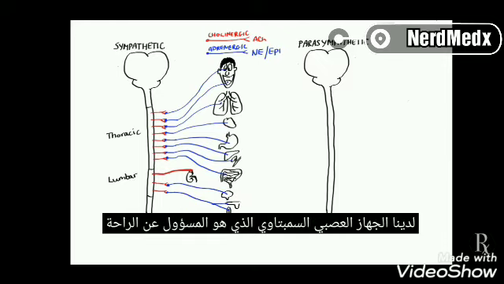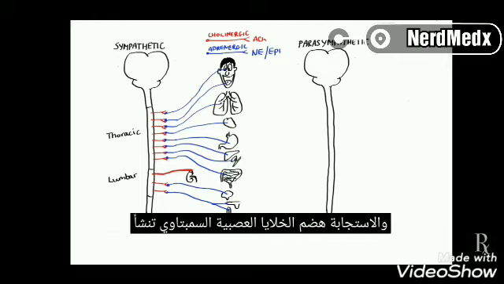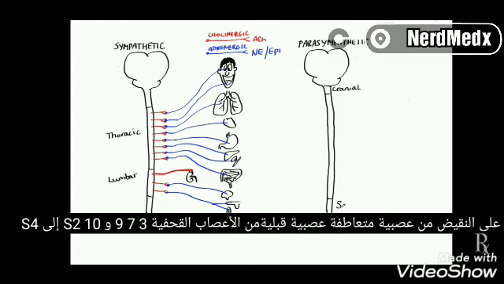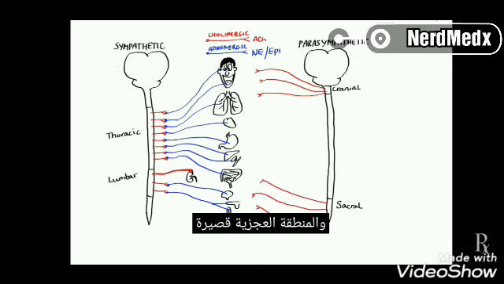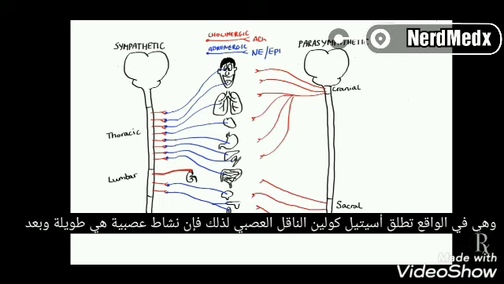On the other side, we have parasympathetic nervous system, which is responsible for rest and digest response. Parasympathetic neurons arise from cranial nerves 3, 7, 9, and 10, and the sacral region S2 to S4. In contrast to sympathetic division, parasympathetic preganglionic neurons are long and postganglionic neurons are short, and they actually both release neurotransmitter acetylcholine.